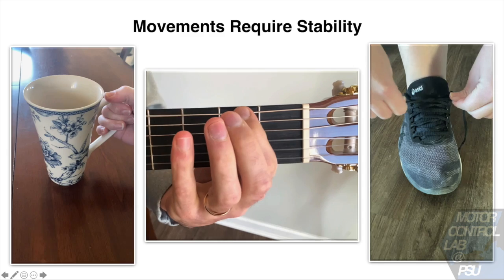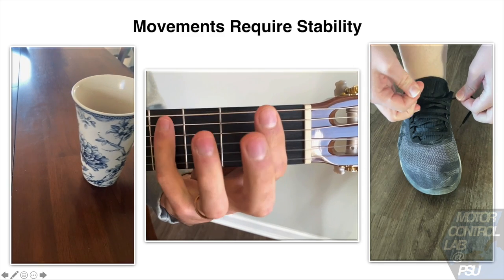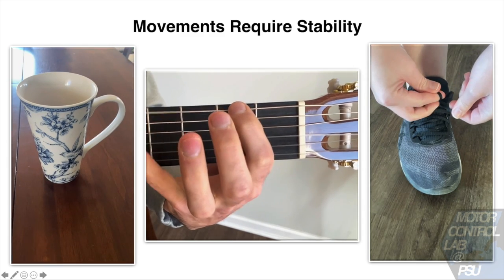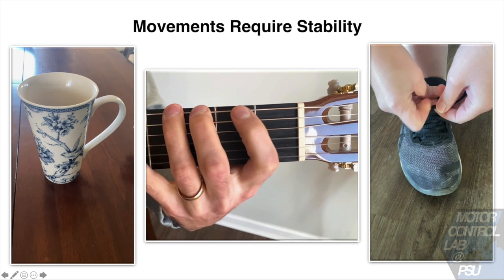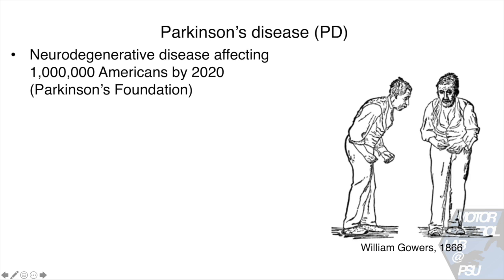Particularly with tying our shoes, we're dealing with a system with infinite degrees of freedom and a shoestring, so stability is a crucial element of completing that task successfully. All of these tasks are difficult for folks with Parkinson's disease, which happens to be the fastest growing neurodegenerative disease in the world, with over 1 million Americans with the condition in 2020.